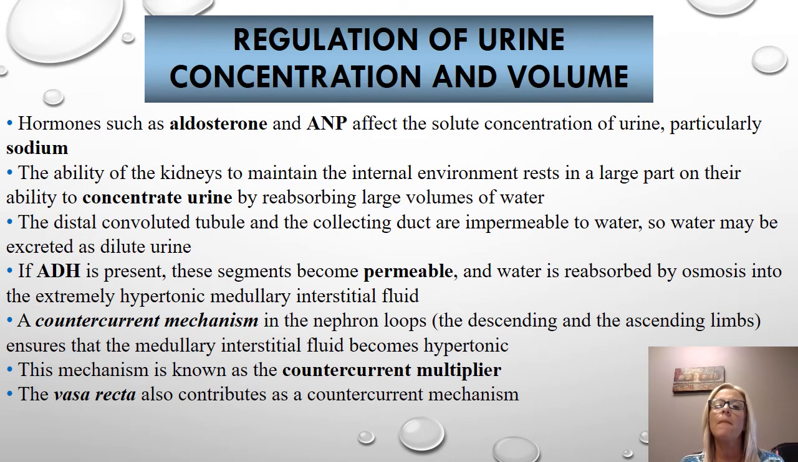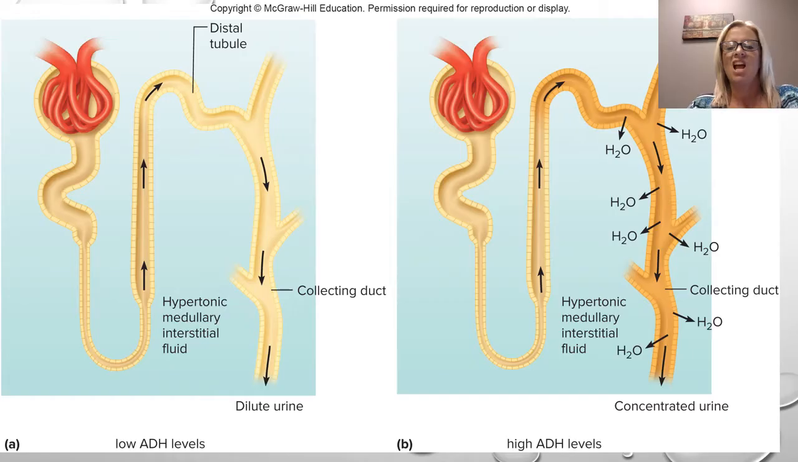The countercurrent mechanism in the nephron creates that high ion concentrated fluid, the interstitial fluid, so that urine is concentrated by the collecting ducts when they're made more permeable to water, okay? And so the function of this is to concentrate urine. All right, so here we have the urine concentrating mechanism.